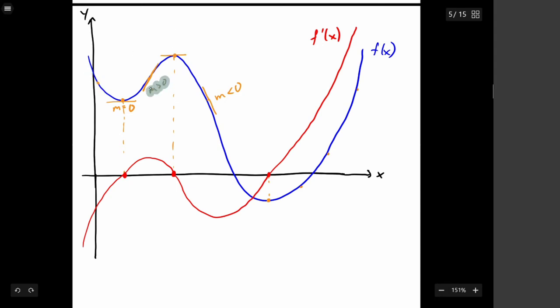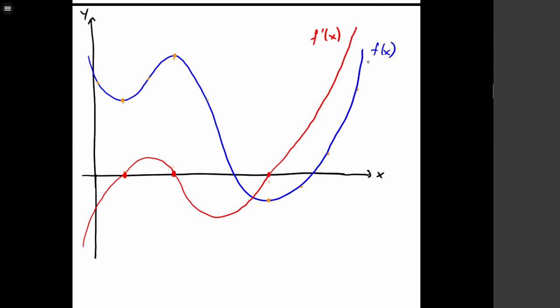All right. So what we want to talk about next is how does the second derivative graph relate to the original function? This is probably about as clean as we're going to get here. So how does the second derivative relate to the first derivative here? Or to the original function and the first derivative?